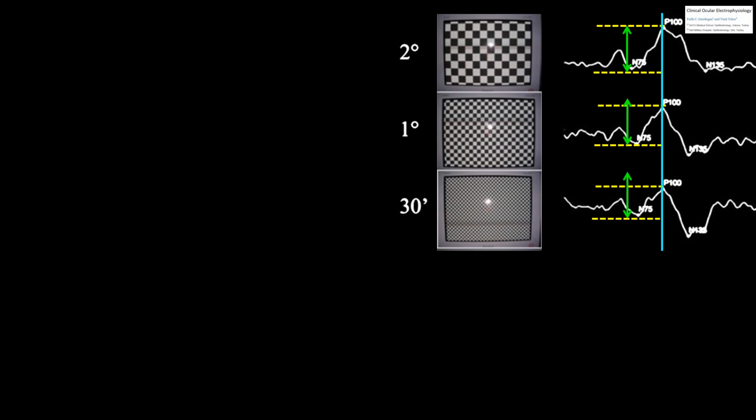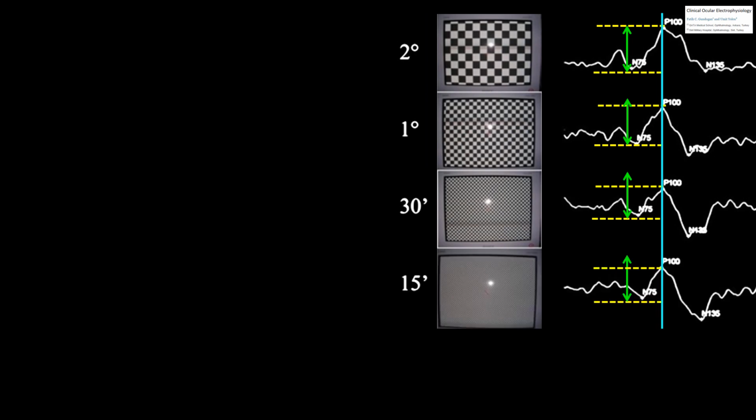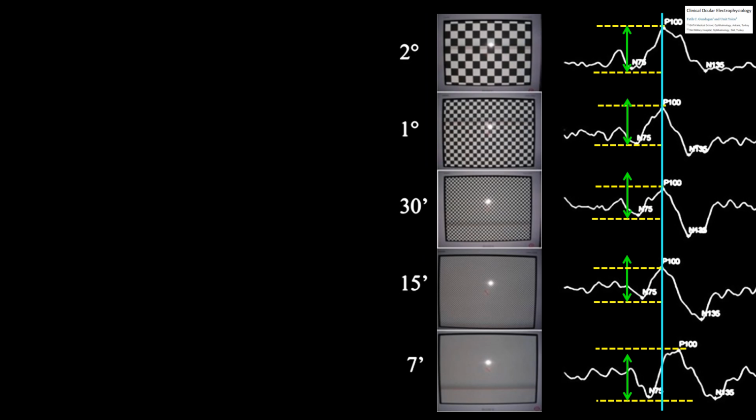Here, the check size is 60 minutes. Please notice that the amplitude is less, but the latency remains unchanged. Here the checks are 30 minutes and the amplitude is even less, but the latency remains unchanged. Here, using 15-minute checks, the amplitude is about the same as it was when we used 30-minute checks, and again the latency remains unchanged. Here the check size is 7 minutes. Notice that there has been a change in morphology of the wave, and also notice that the latency to P100 is delayed.